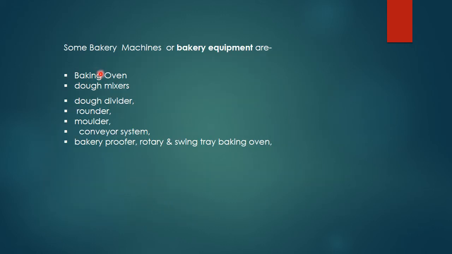Some bakery machines or equipment which are commonly used in the bakery industry are the baking oven, dough mixer used for dough mixing, dough divider for dividing the dough, rounders, molders, conveyor system, bakery proofers, rotary swing tray baking ovens. These are some examples of bakery machines which are currently in use.